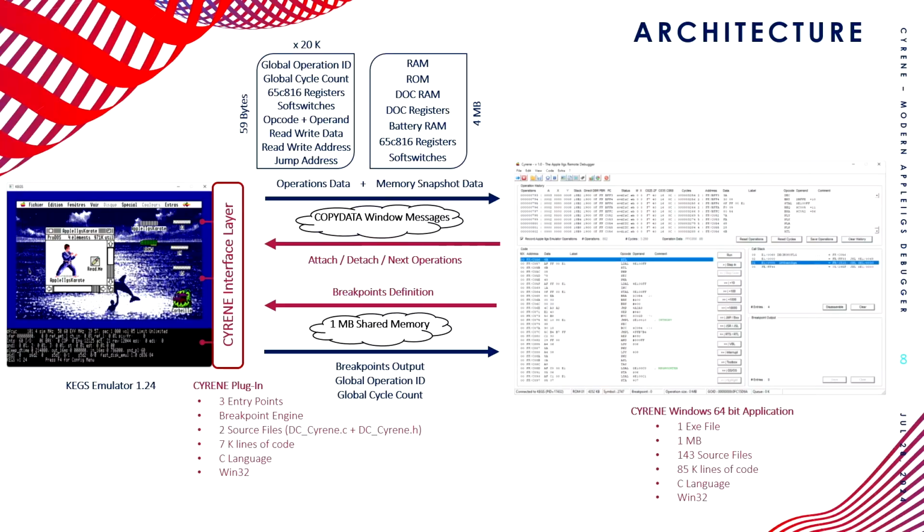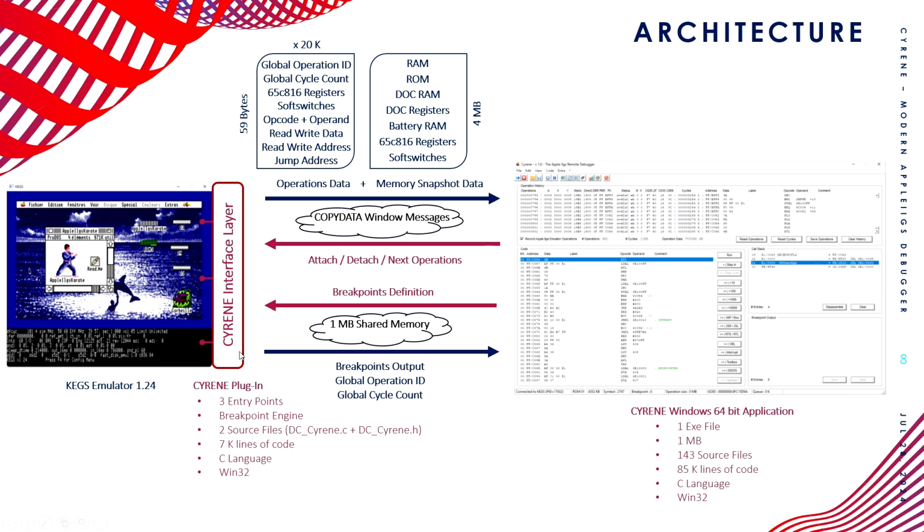Siren software comes in two parts. The first part is a Windows 64 application running on any Windows. Currently, it's only one exe file, no DLL, no dependency, nothing. It's about 1 megabyte in size, 85,000 lines of code, written mostly in C language and using only the Win32 layer. It should work on any version of Windows, modern or old.